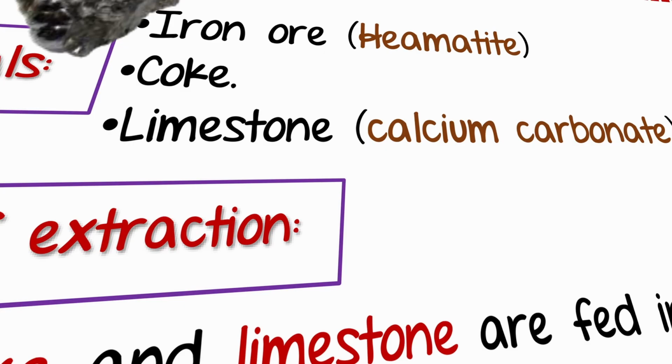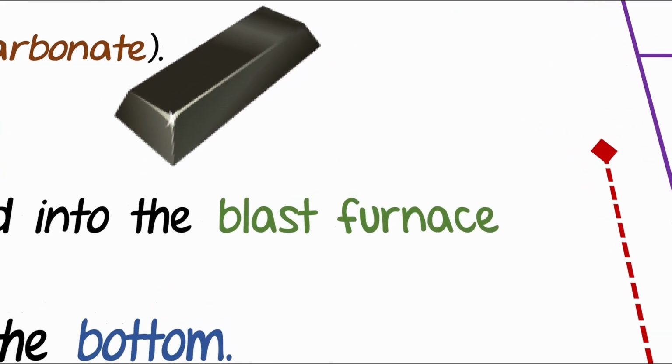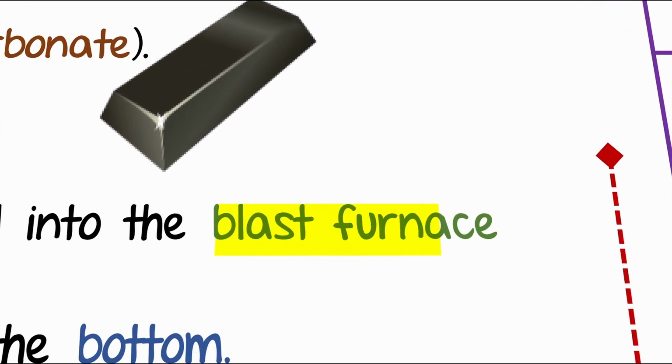Then coke is going to form carbon monoxide, which is a reducing agent that is going to be used to reduce the ore so that we can form our desired metal. The process of extraction of iron has the blast furnace as the vessel.